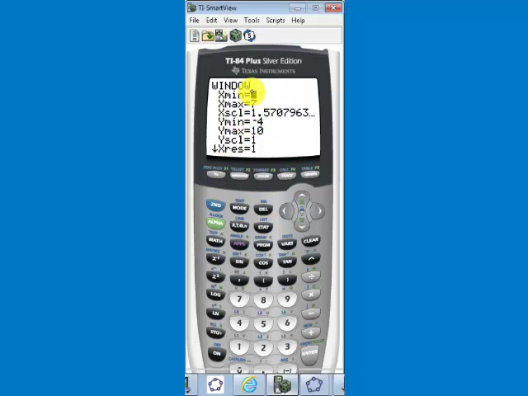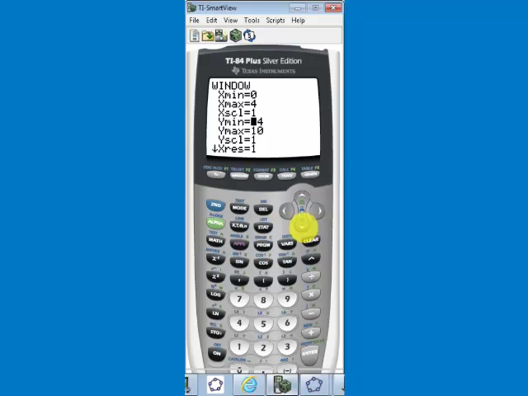My x min, I'm going to start at 0, and that represents time. 0 seconds, 1 second, 2 seconds, 3 seconds, 4 seconds. It's going to be on the ground before 4 seconds. So let's say the X max is 4. The X scale, let's make it nice. 1.57 is not nice. Let's make it 1. So set the X scale equal to 1. So when you see little tick marks on the bottom of the screen, that designates 1 second, 2 seconds, 3 seconds, 4 seconds.